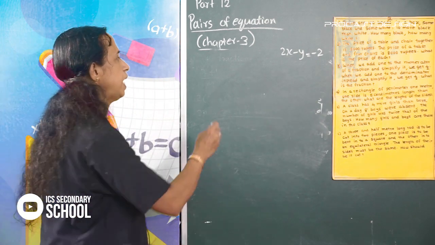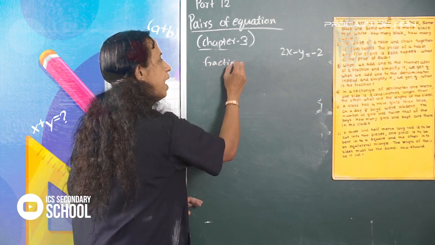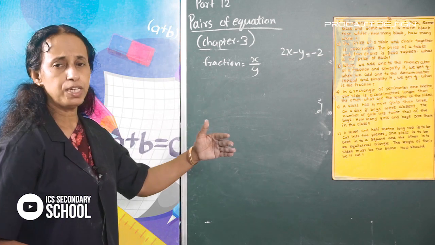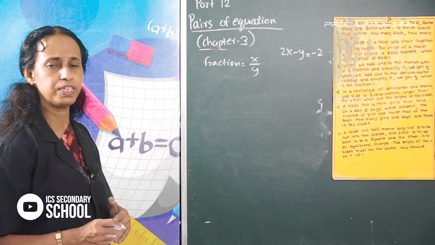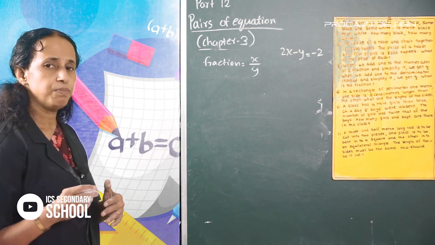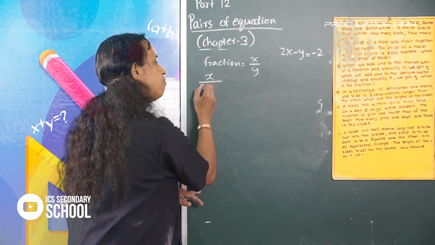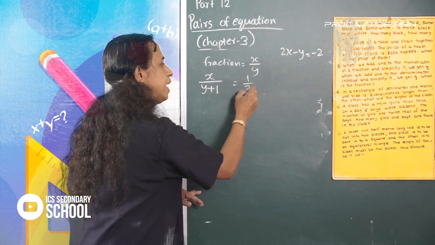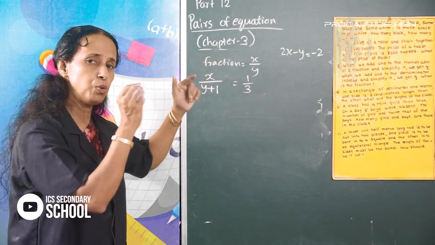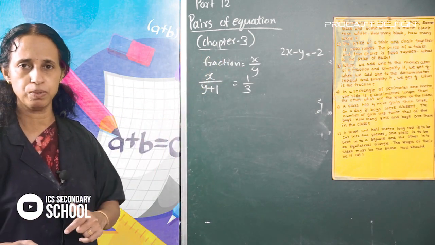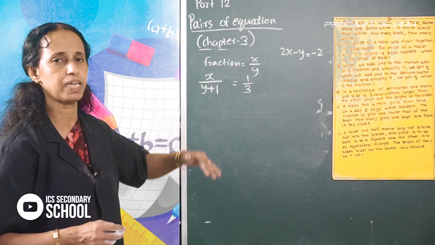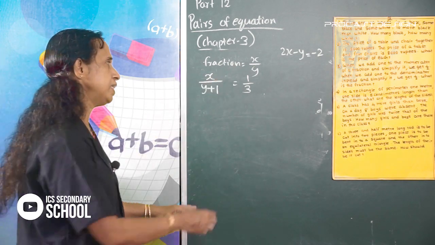And next, the fraction is x by y. Add 1 to the denominator and simplify it, we get 1 by 3. So x by y plus 1 is equal to 1 by 3. First, adding 1 to the numerator and simplifying gives 1 by 2. Second, adding 1 to the denominator and simplifying gives 1 by 3. X by y plus 1 is equal to 1 by 3. Then cross multiply.